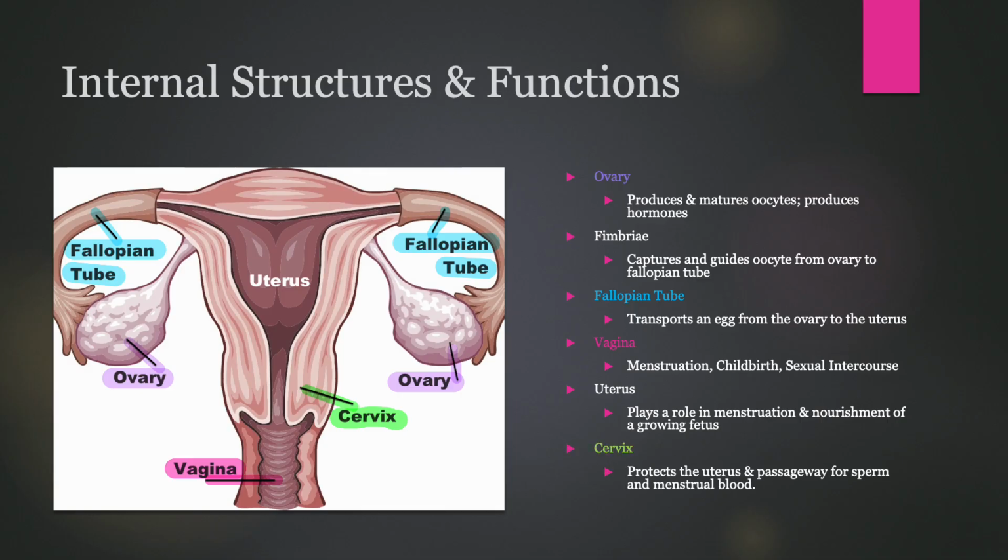Lastly, we have the cervix. So I have that highlighted in green. The cervix function is that it protects the uterus, and it's also a passageway for sperm and menstrual blood.